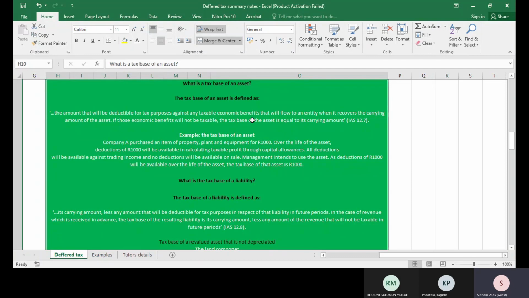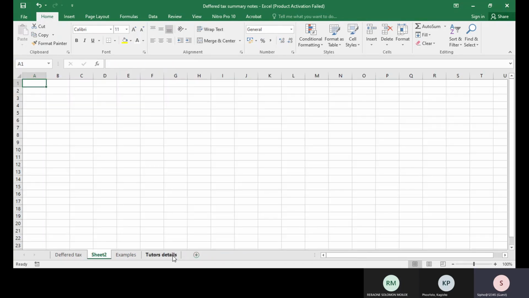But what I want to highlight to you is these taxable economic benefits, right? Have you gone through the definition of an asset? Yeah, let's just break it down, because I want to explain this concept of economic benefits, because it's very important. A definition of an asset is a resource. You'll agree with me. A resource controlled by an entity, right?